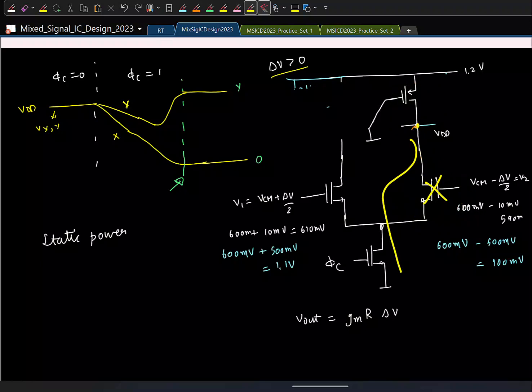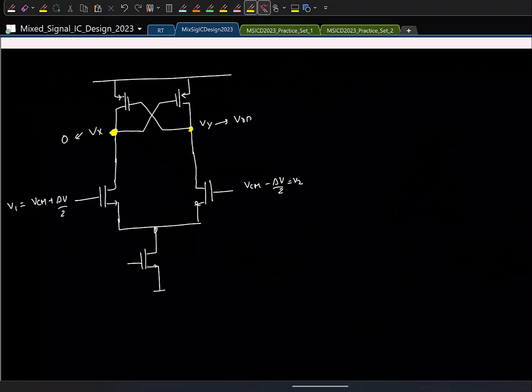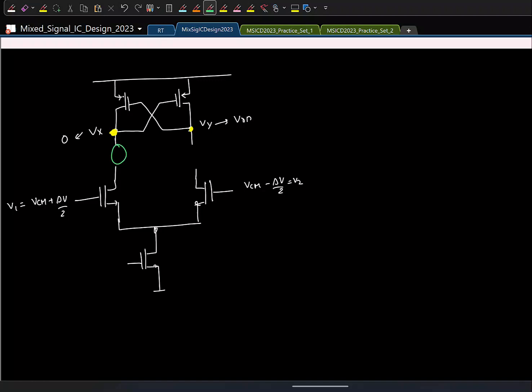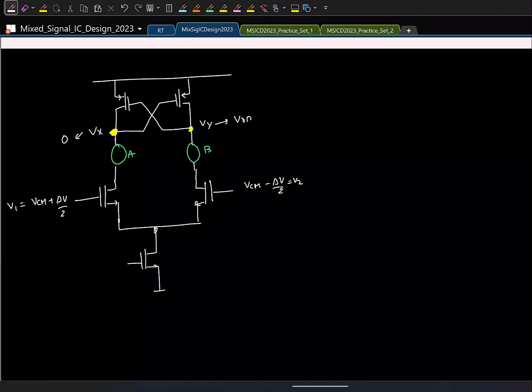So if I don't want to create a path from VDD to ground, what should I do? Right now the problem is happening because both the PMOS and NMOS are connected like this, and that is why we are having this path. If I were to remove this path from VDD to ground, what should I do? Basically, I should not have this connection. I should somehow break it. Simple. So I should not connect these two like this. I should in principle put something here. Okay. So let's call this some element A and B. We don't know what that is yet.